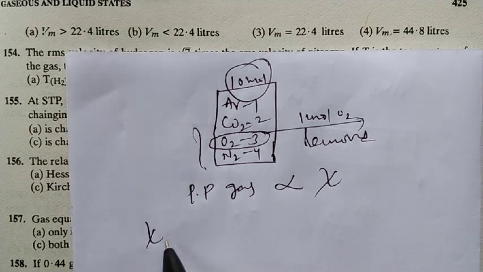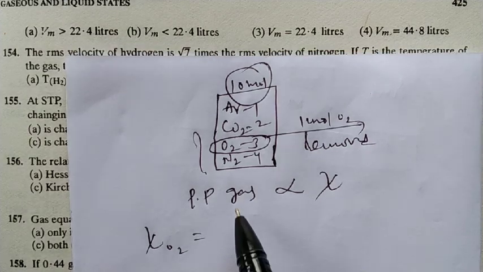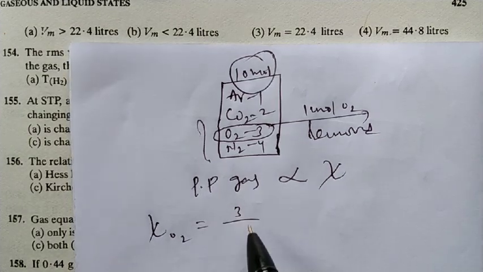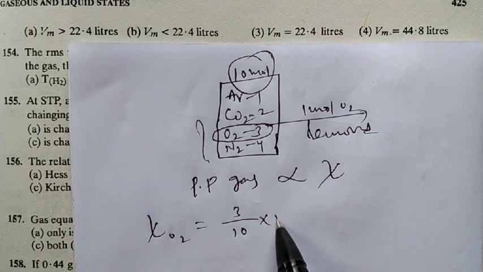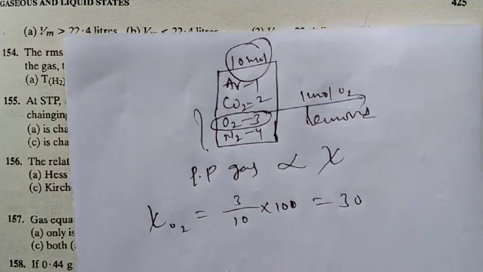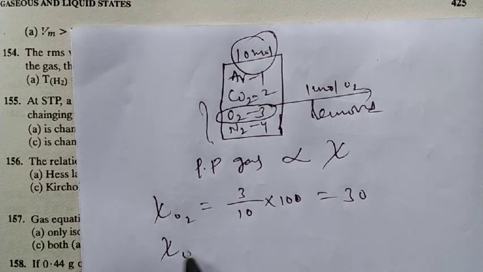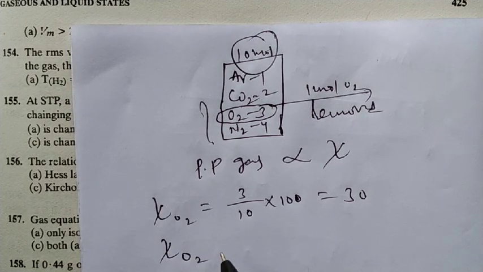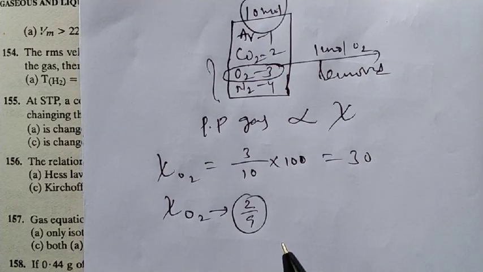Now here, what is the mole fraction of O2? Mole fraction of O2 equals the number of moles of O2 by the total number of moles. So 3 by 10. For flexibility, you multiply with 100, then you get 30. Is it okay? Now at the final stage, what is the mole fraction of O2? They removed 1 mole. That means at the final stage you'll get 2 by 9. Is it okay? 2 by 9.